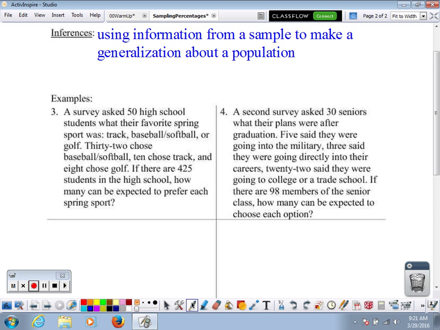So here's, in a nutshell, what we do. We take the number of students that chose each option, or the number of successes, divided by the number in the sample. That gives us the decimal version of that percent. Then we'll multiply that by the number of items in the population. And that will give us our inference.